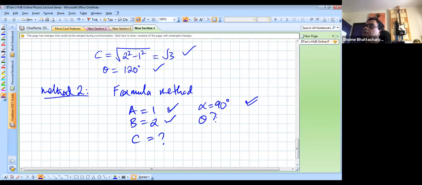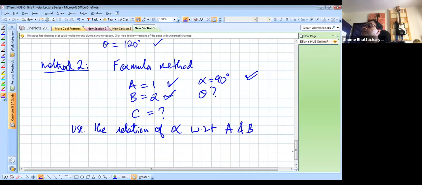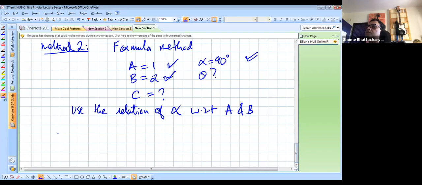A and B. So if I have to think in terms of formula, I have to think which formula involves these three things. If I use the magnitude formula for C, I have theta which is an unknown, so I don't know that. So I can see that I have to use the relation of alpha with respect to magnitude of A and magnitude of B. That will be the convenient thing to do.